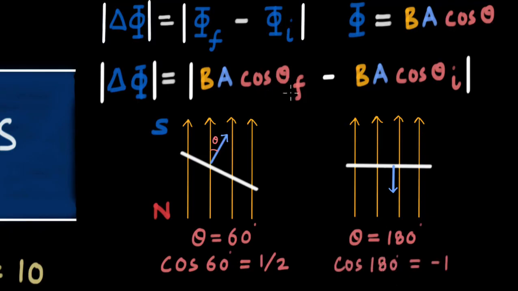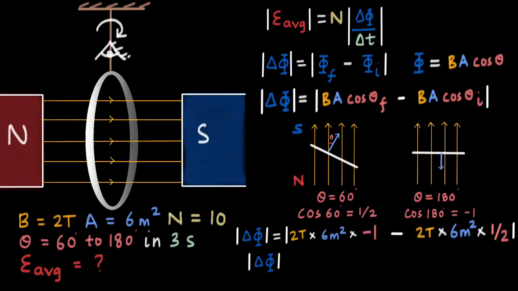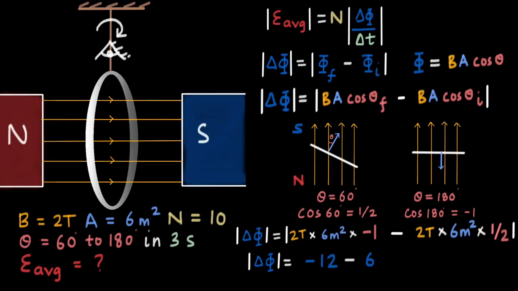Now if you plug in these values right over here, we should get change in flux to be 2 multiplied by 6, which is the area, multiplied by minus 1. Minus 1 because we are starting with the final flux, so it has the final angle theta F, that is 180 degrees, therefore this is minus 1. Minus the initial flux, and that would be 2 into 6 into 1 by 2, cos 60 degrees. Now when we work this out, this comes out to be minus 12, that is the final flux, minus the initial flux, which is 6. This comes out to be minus 18. So minus 18, if you take the mod, it becomes 18 Webers.